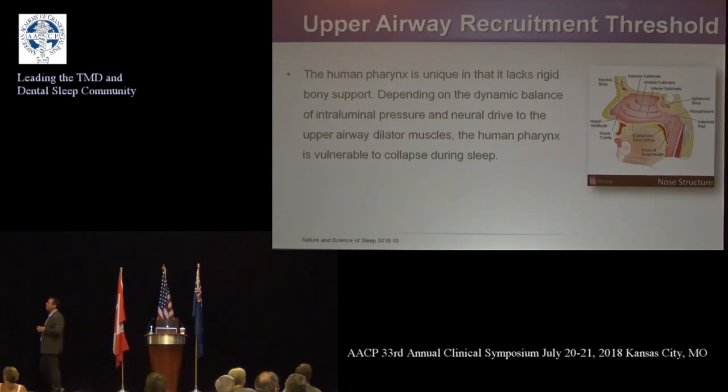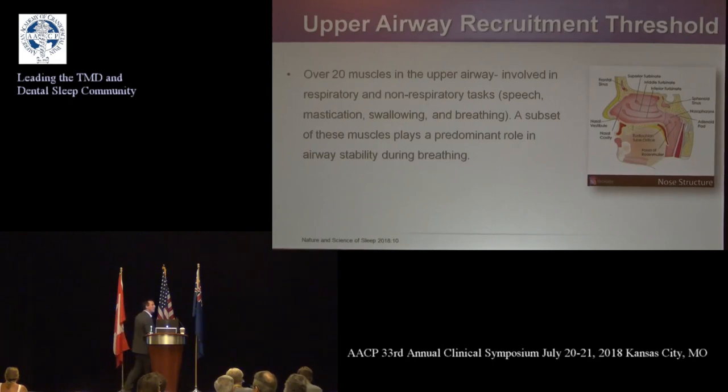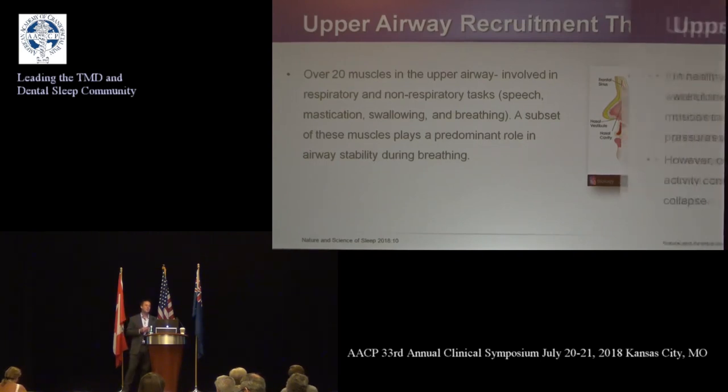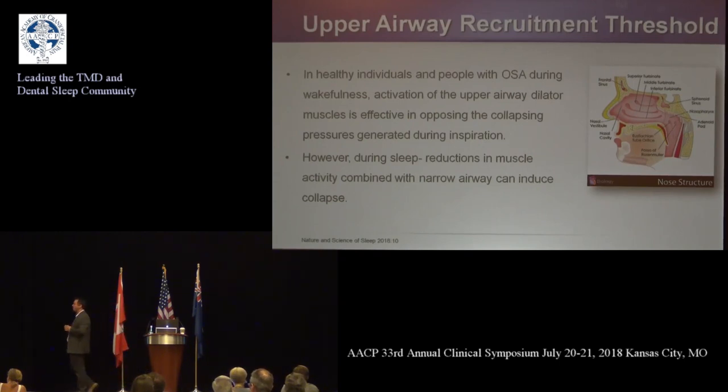So again, we're talking about the pressure created during inspiration versus the neural drive to the upper airway dilator muscles. How do you get the brain to make sure that the airway muscles are going to open? And there's over 20 muscles in the upper airways. They're involved in respiratory and non-respiratory tasks. And a subset of these muscles play a predominant role in airway stability during sleep. In healthy individuals and people with OSA during wakefulness, activation of the upper airway dilator muscles is effective in opposing the collapsing pressures generated during inspiration.